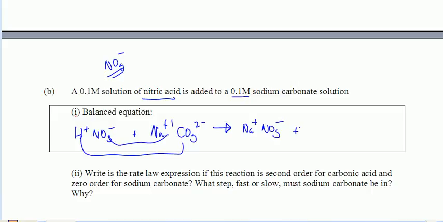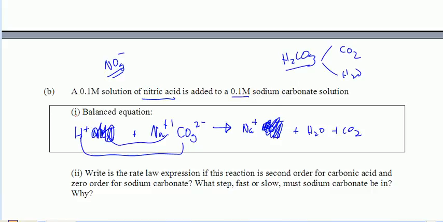In this case, we're going to make a weak acid, carbonic acid, but this always breaks up into H2O and CO2. So I'm going to have H2O here, and I'm going to have CO2 here. NO3 is a spectator, and Na is a spectator. And I need to balance by putting a 2 here.